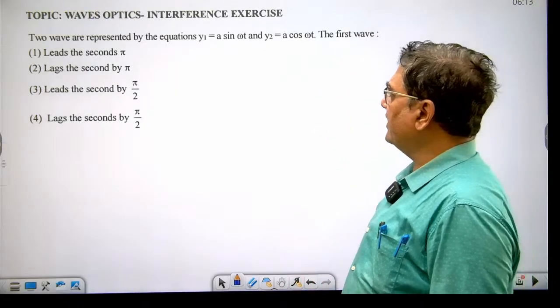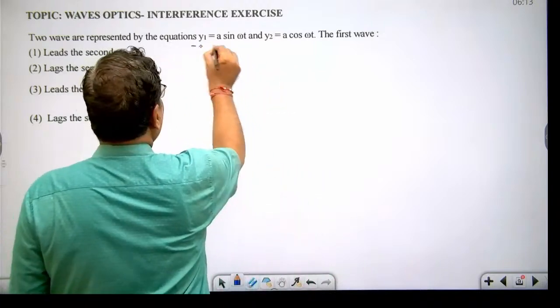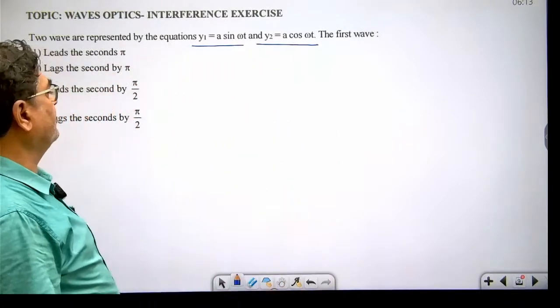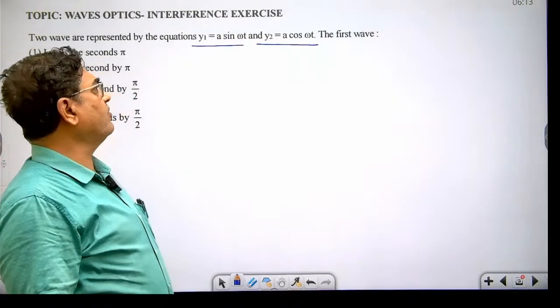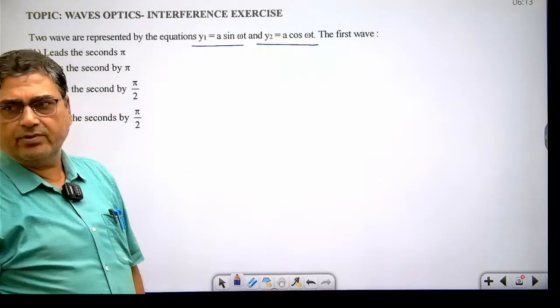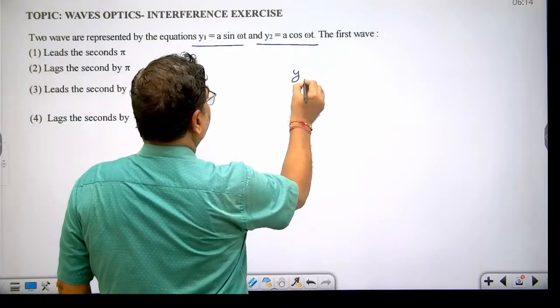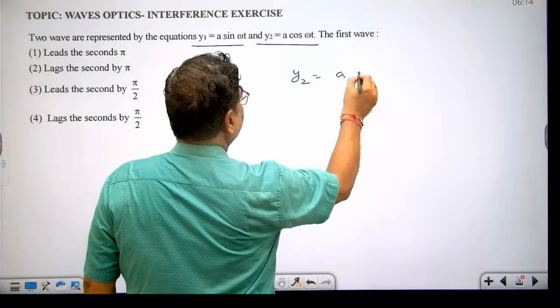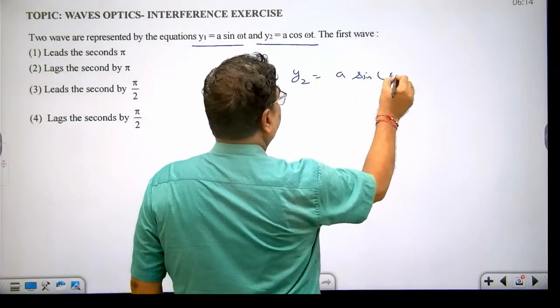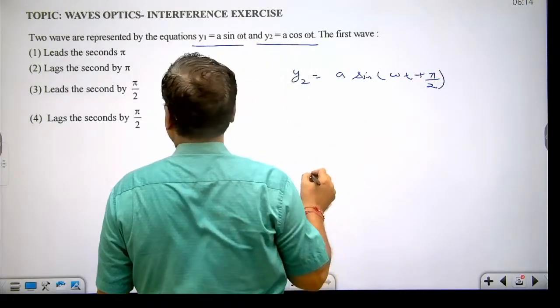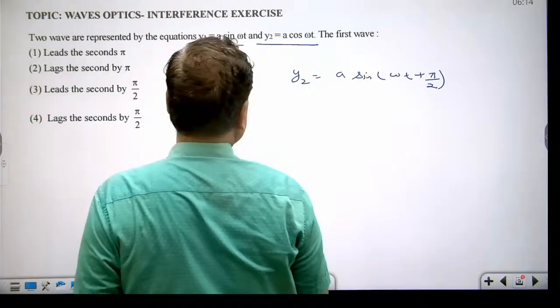Two waves are represented by the equations y1 equal to a sin omega t and y2 equal to a cos omega t. The phase relation between cos theta and sin theta is pi by 2. So y2 can be written as a sin(omega t plus pi by 2). So phase difference: the first wave is leading.